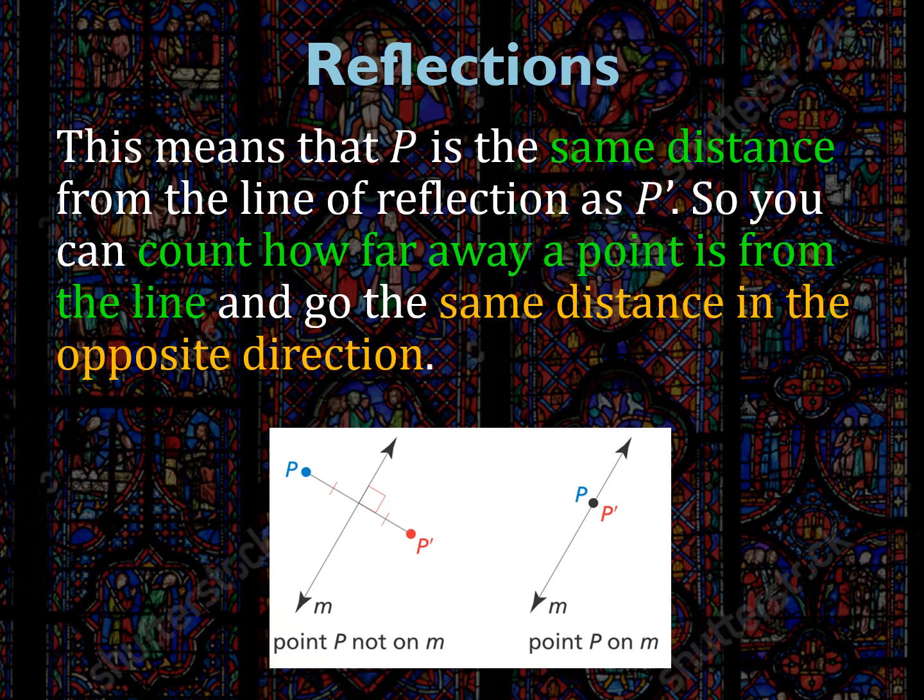So again, that means that point P is the same distance from the line of reflection as P prime. So if you were to do this on a coordinate plane, all you need to do is count how many units away a point is from the line. And then you would basically go in the opposite direction, the same distance away. So if you were to start at point P here, for example, and let's say this were 3 units, you would start at the point where P intersects line M and go the opposite direction, that same 3 units. So point P prime is going to be the exact same distance from the line as point P in the opposite direction.